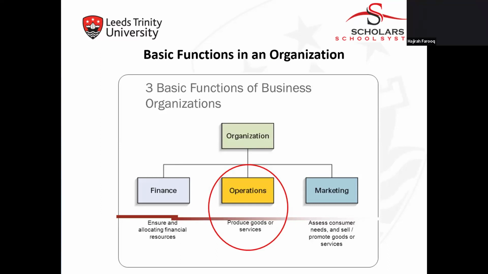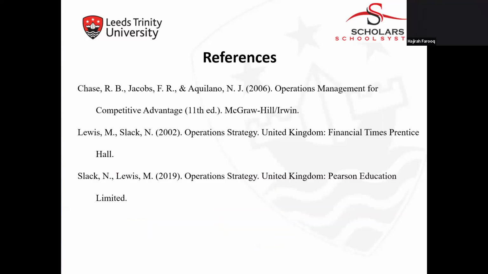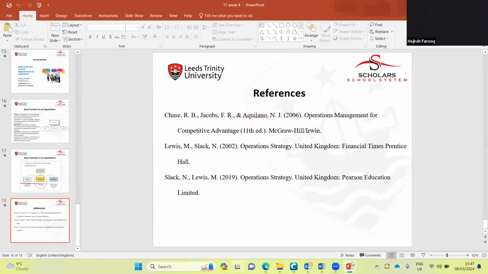So it says that an organization consists of the finance, operations, and marketing department. The finance department ensures and allocates financial resources. The operations department deals with the production of goods and services, and the marketing department assesses consumer needs and sells and promotes goods or services. So this was all about the week 4.